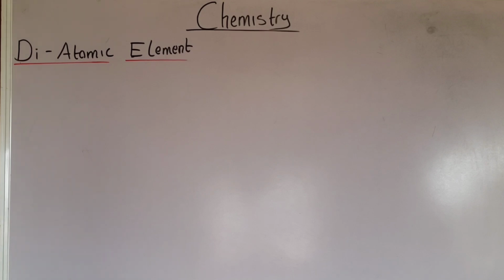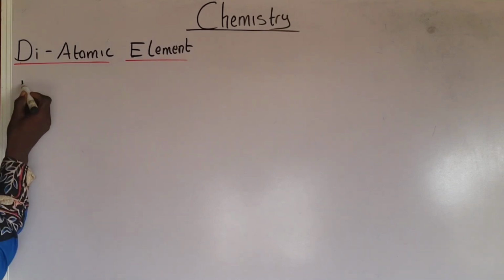So that simply means that diatomic elements are elements that naturally exist, at their natural state, as molecules. These molecules are made up of two atoms of the same element. So that is why we call them diatomic elements. And they are chemically bonded together. There are 7 diatomic elements that you need to know.